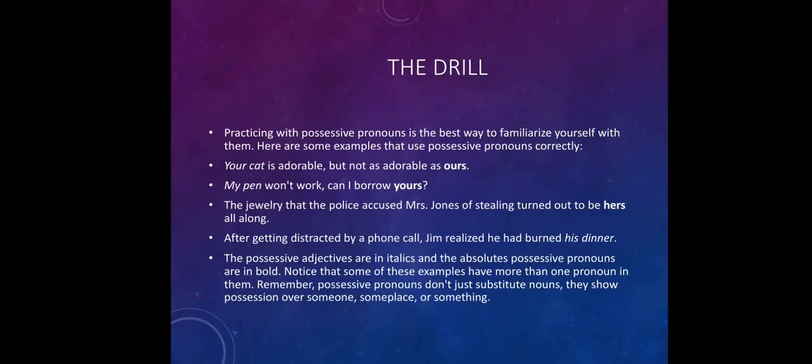Now this is the drill. Again, same process, different examples. Practicing with possessive pronouns is the best way to familiarize yourself with them. These are the examples. Your cat is adorable, but not as adorable as ours. Now your cat is in italic and ours is in bold. Your cat is the possessive adjective and ours is the absolute possessive pronoun. My pen won't work. Can I borrow yours?